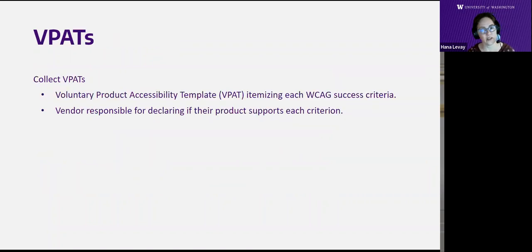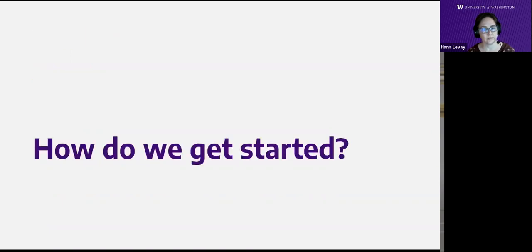Or rather than manual testing, you can collect VPATs. A VPAT is a voluntary product accessibility template which itemizes each WCAG success criteria for each of the 13 guidelines I mentioned. And the vendor is responsible for declaring if their product supports each of those guidelines and at what level. So we can collect the VPAT reports. We can also manually assess each resource for each success criteria, but all these options are huge projects. Most of us don't have the expertise to get started, and it can feel overwhelming. This is where many of us are now.